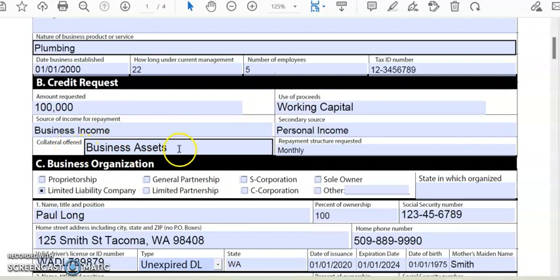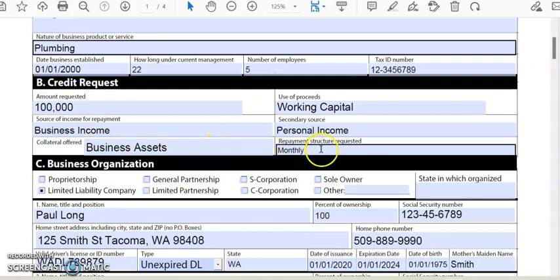In most cases, it's business assets. Perhaps it's a residence or a commercial building. That's where you put that information here. And your repayment structure requested is generally monthly.